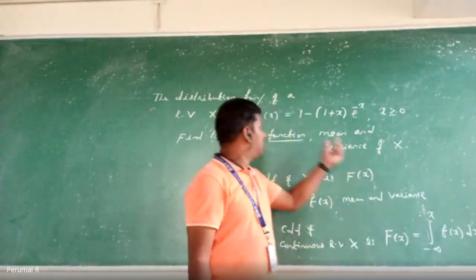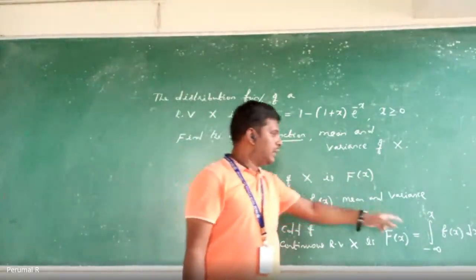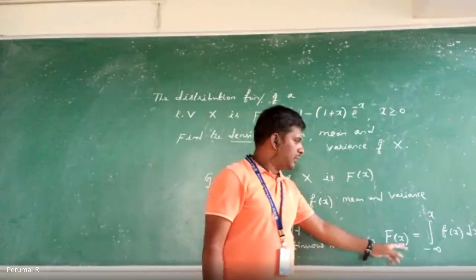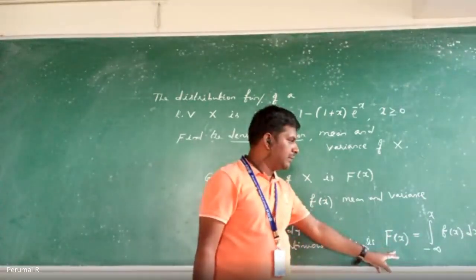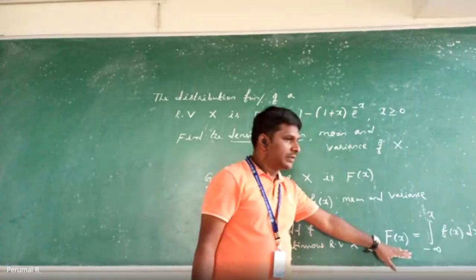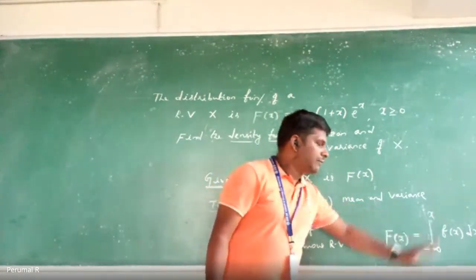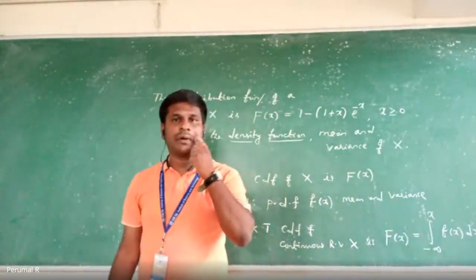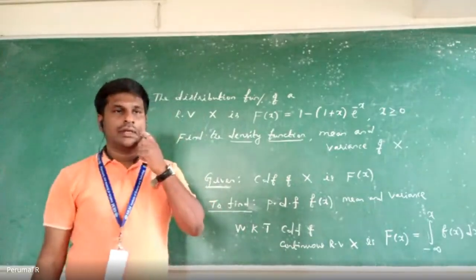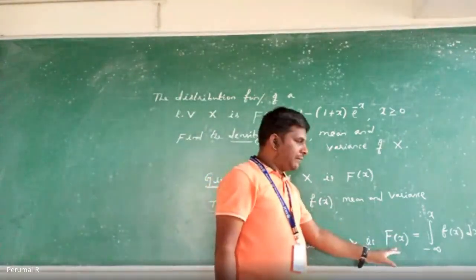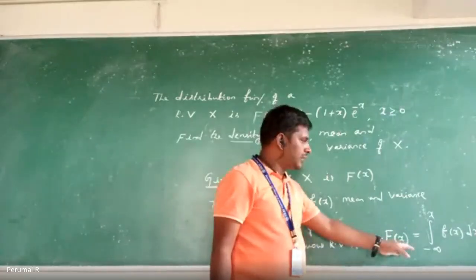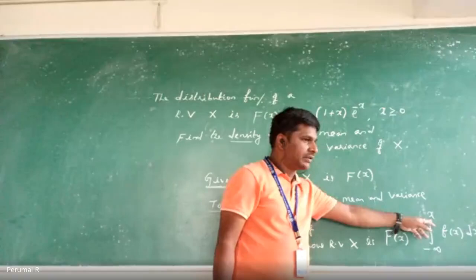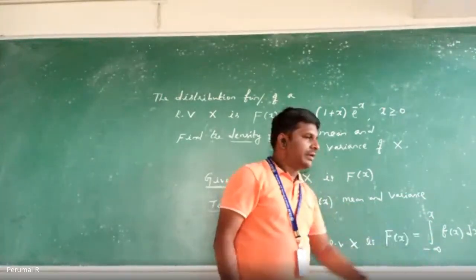So here capital F of x is given. Now we need to get small f of x. This is the formula for the CDF of the continuous random variable, so using this relation we try to get small f of x. How is that possible? If we differentiate both sides, this integration should be cancelled. Okay, so easily you can get that.